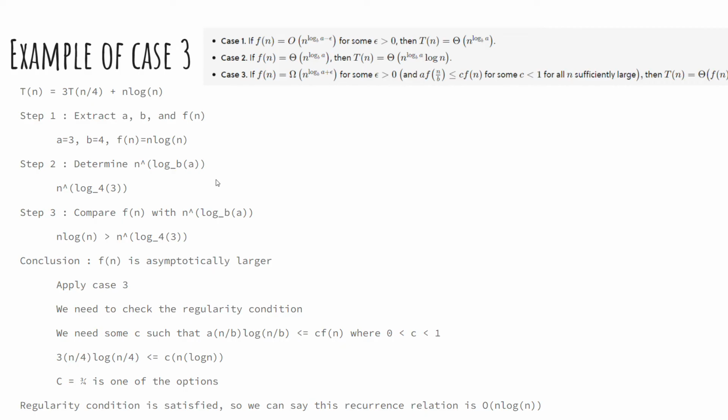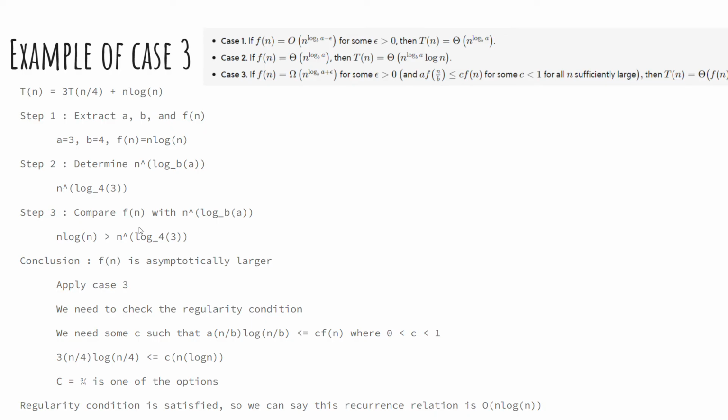Alright, here we have an example of using Master theorem case 3. For example, if you are given a recurrence relation T(n) = 3·T(n/4) + n log n. In this case, our step 1 is again to extract a, b, and f(n). So we get a is equal to 3, b equals 4, and f(n) equals n log n.